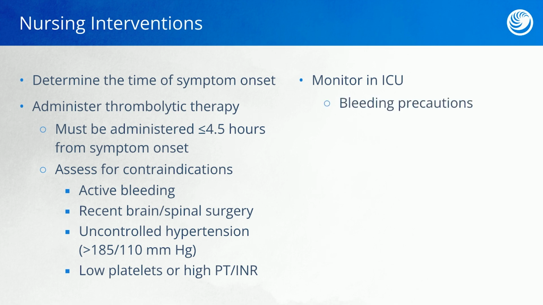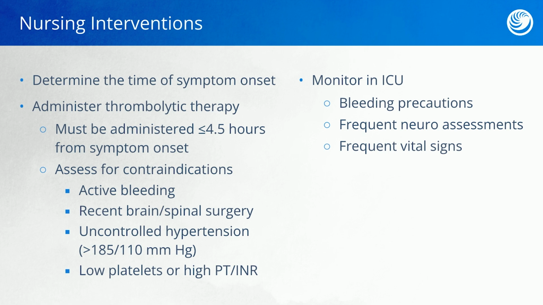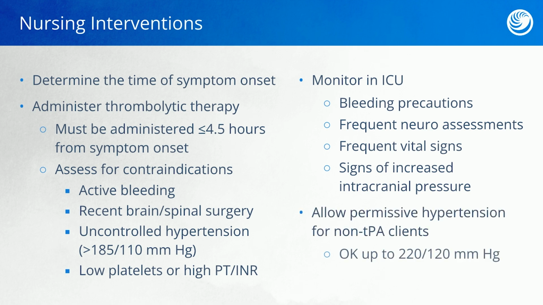They could bleed. We're also going to do frequent neuroassessments and vital signs, and this will be dictated by your facility how often. We also have to look for signs of increased intracranial pressure, so I'm thinking unilateral pupils or maybe even Cushing's triad. Now, if your patient didn't get TPA, we're going to allow for permissive hypertension.